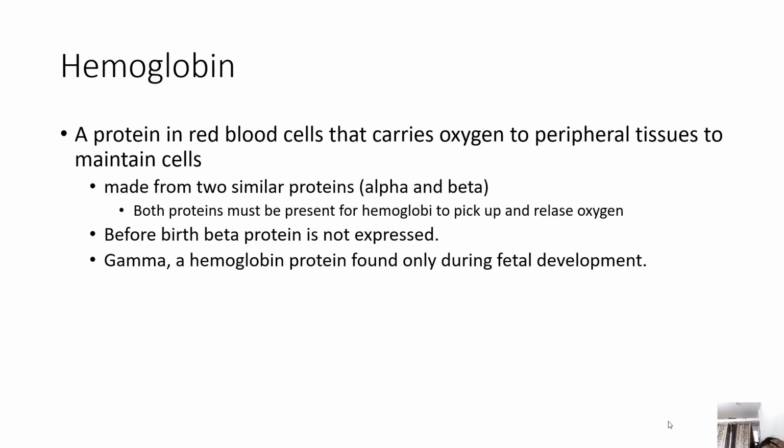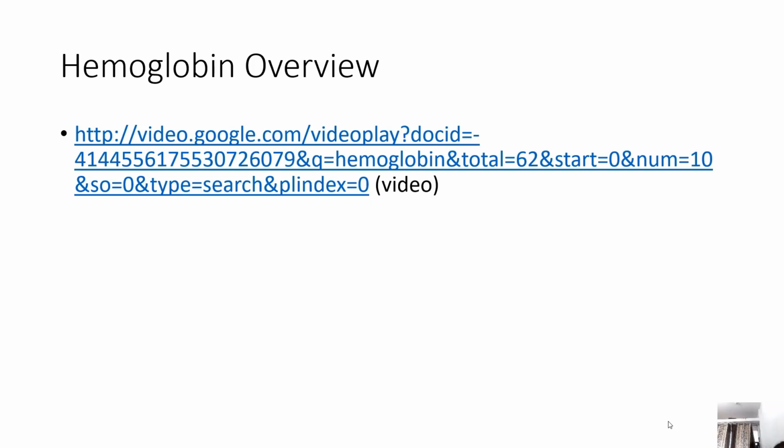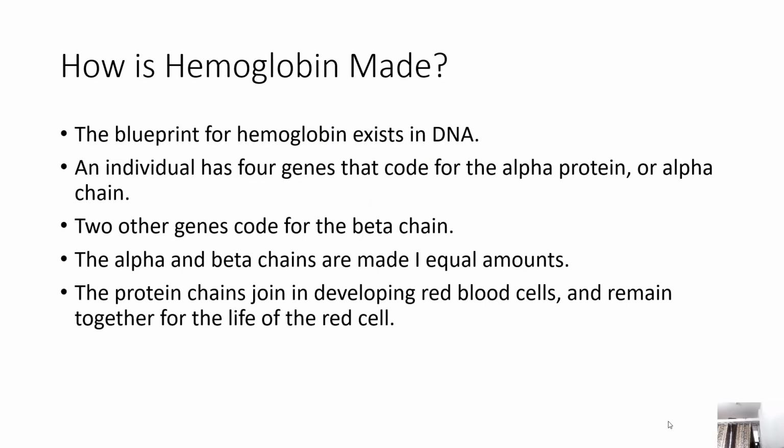Hemoglobin is a protein in RBCs that carries oxygen to peripheral tissues to maintain cells. It's made from two similar proteins, alpha and beta, and both proteins must be present for hemoglobin to pick up and release oxygen. Before birth, beta protein is not really expressed. Gamma hemoglobin protein is found only during fetal development. So the blueprint for hemoglobin exists in DNA.